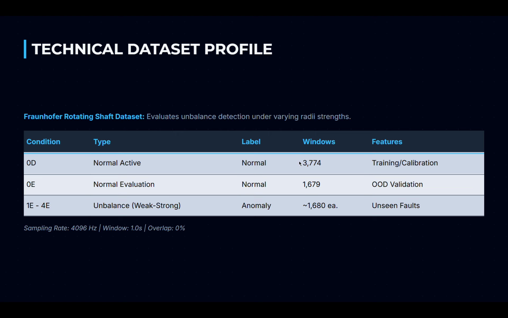The next thing is the technical dataset profile. The dataset that I use is the Fraunhofer rotating shaft dataset. It evaluates shaft unbalance at different strengths, and it has these conditions and events, and you can see the different window features.